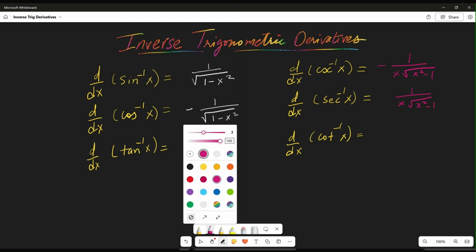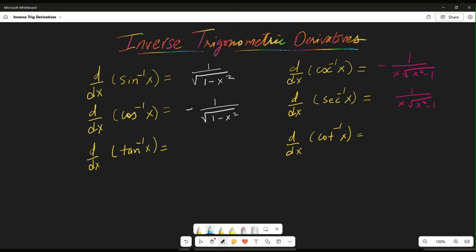Now let's look at the last two we're left with, tan inverse and cot inverse. Tan inverse is simply 1 over 1 plus x squared, and cot inverse is the opposite of this, the negative of 1 over 1 plus x squared.